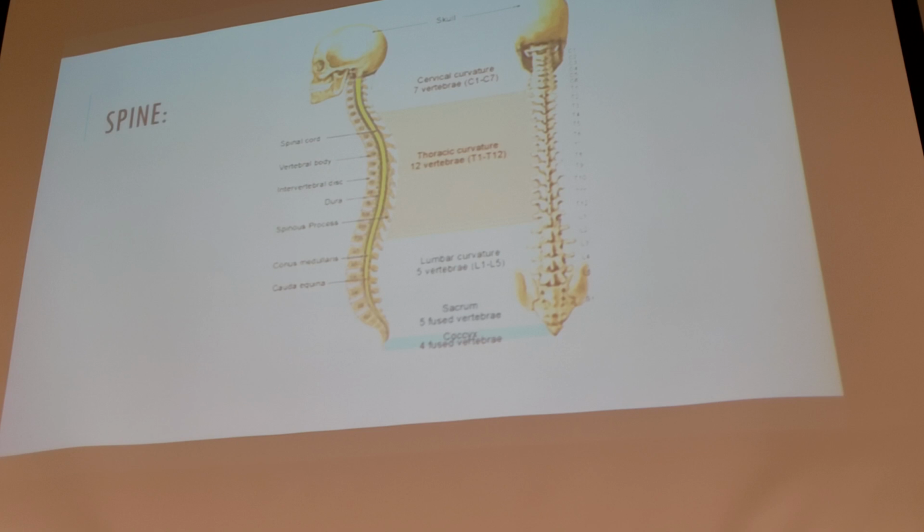Lumbar, how many lumbar vertebrae? 5. 5, very good. Sacrum is just 5 huge fused vertebrae. You don't have to know that necessarily. And coccyx is just our little tailbone, right?